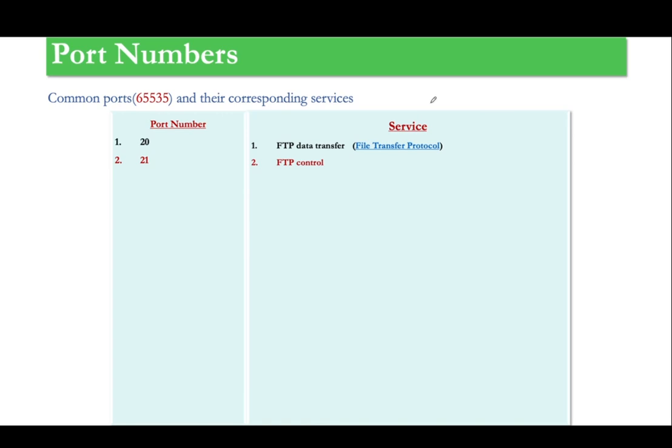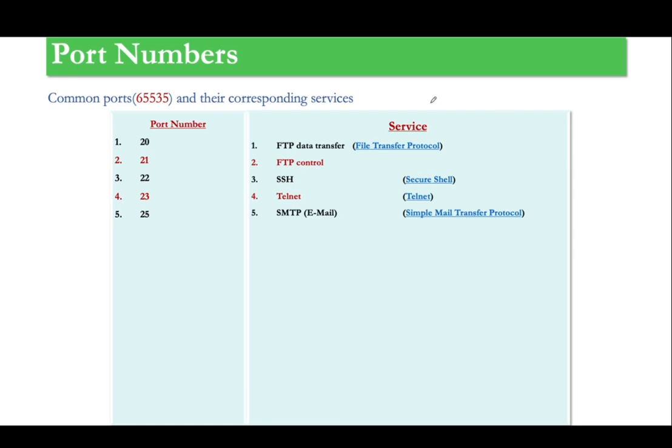And another port number is 22. This port number is assigned to the service secure shell to remotely connect with the target. Port number 23 is used to provide telnet service of your application layer services. This telnet service is also used to connect with the target remotely. Then your 25 port number is used for SMTP, that is simple mail transfer protocol.